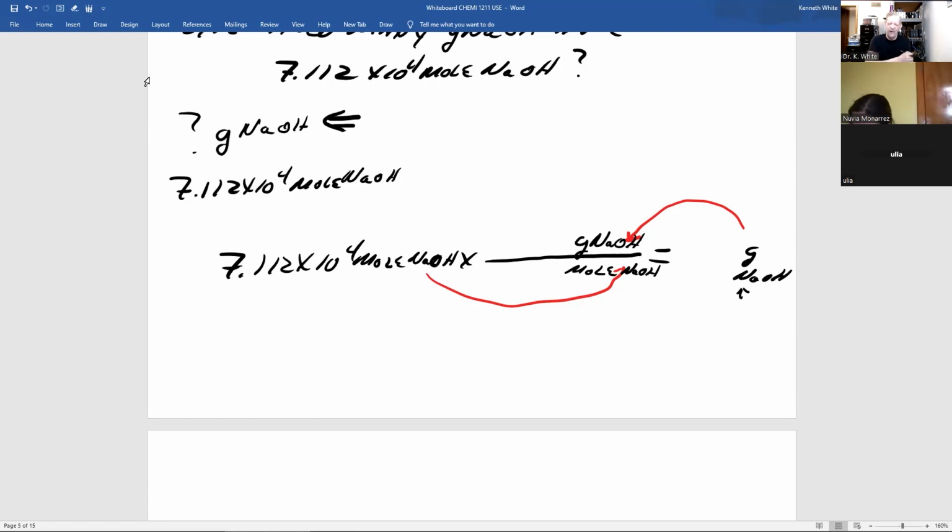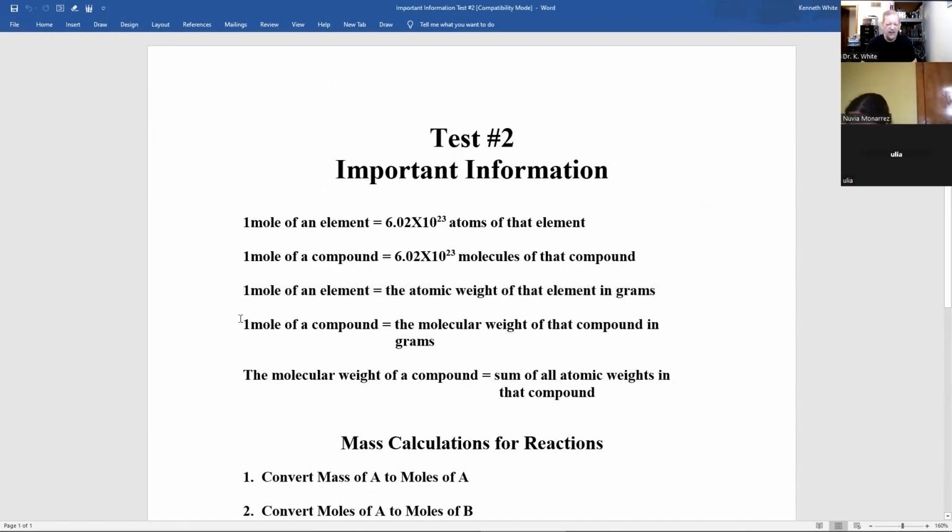So we now have a ratio. We need to find numbers. What's the relationship between moles of a compound, sodium hydroxide, and weight, grams of a compound, sodium hydroxide? And how do we do that? We look at important information. Test number 2, in case you forgot this, 1 mole of a compound equals the molecular weight of that compound in grams. Uh-oh, we were not given the molecular weight of that compound.